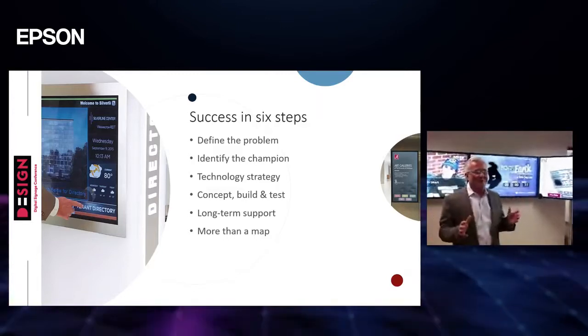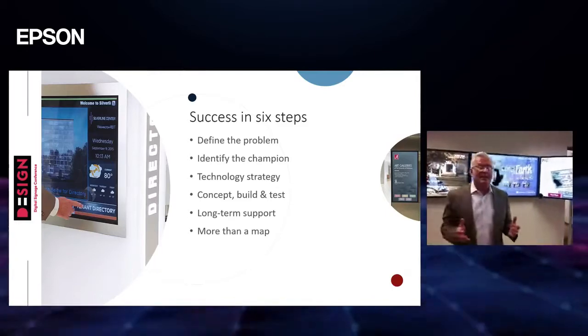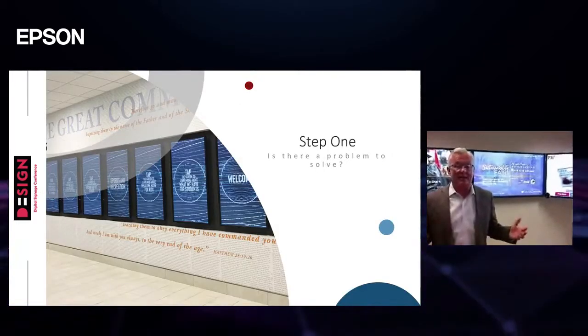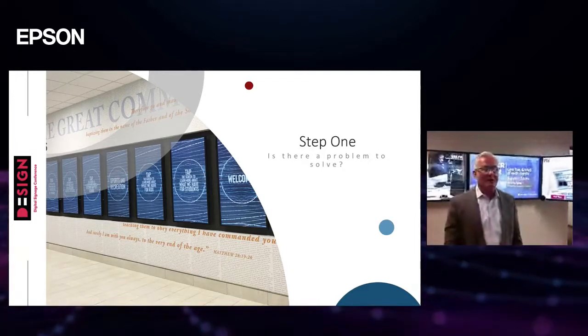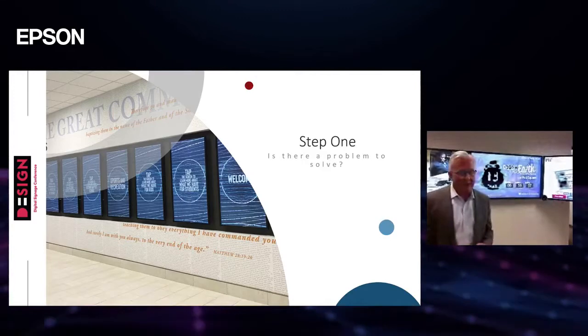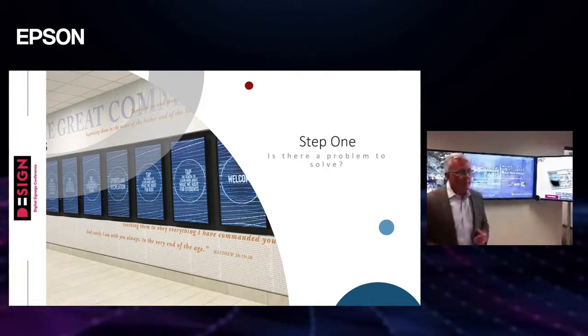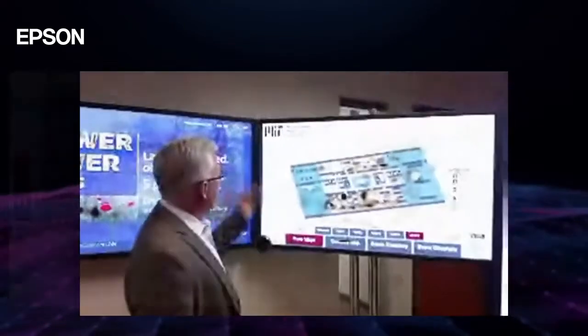So we'll go through these 6 steps in some logical order here. Step 1, of course, is: is there a problem to solve? I bring this up because oftentimes people say that they need digital signage or wayfinding just to look good or keep up with the Joneses. That certainly may be the case. But wayfinding, by its very nature, is getting people from point A to point B. We use this simple example at MIT.